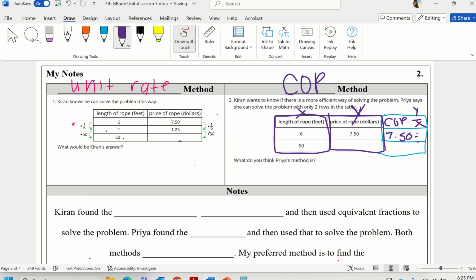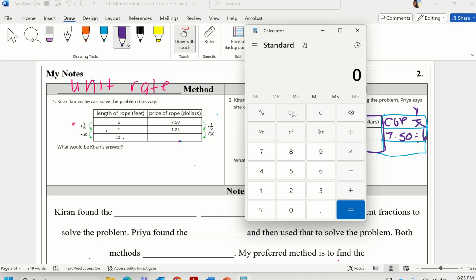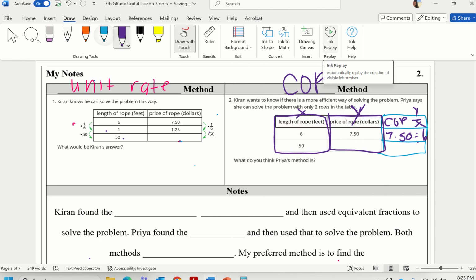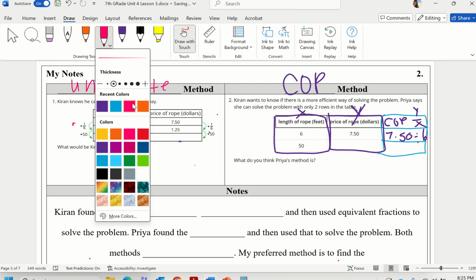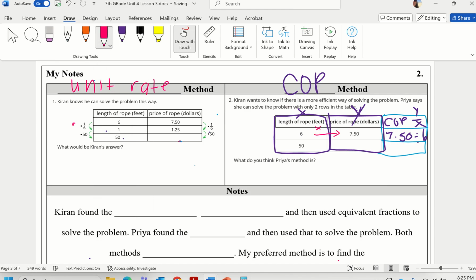$7.50 divided by 6. So let's go ahead and get our calculator out. Make sure you're typing along with me. 7.50 divided by 6 equals 1.25. That means my COP is 1.25. So to go from x to y, I need to times by 1.25.